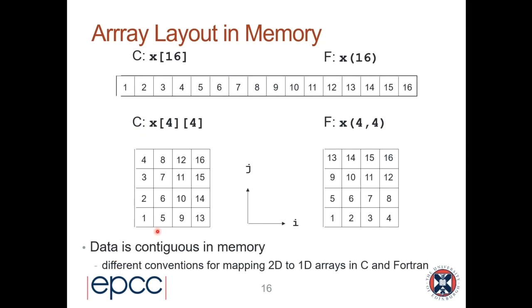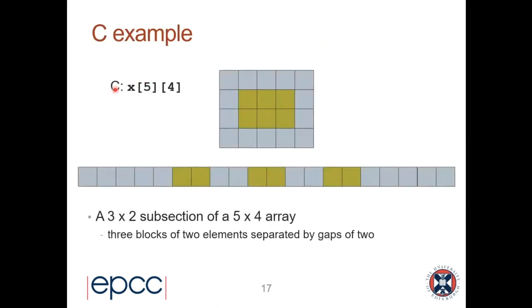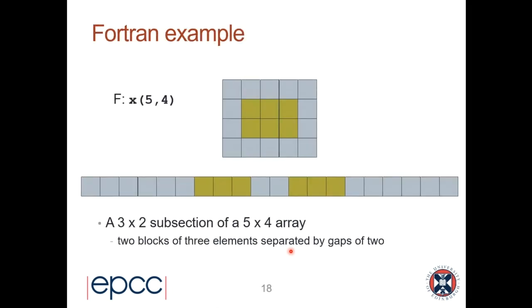But the important point is, if you declare a 2D array in this simple way, int x[4][4], the data is contiguous in memory, and there's a different convention for the mapping of the 2D space to the 1D space in C and Fortran. If we now start drawing some pictures, you'll see that if I have a C array 5 by 4, a 3 by 2 subsection of a 5 by 4 array is 3 blocks of 2 elements separated by gaps of 2, which is a vector as I draw it at the start, which is nice. And in Fortran, it's the same, but a 3 by 2 subsection of a 5 by 4 array is 2 blocks of 3 elements separated by gaps of 2.